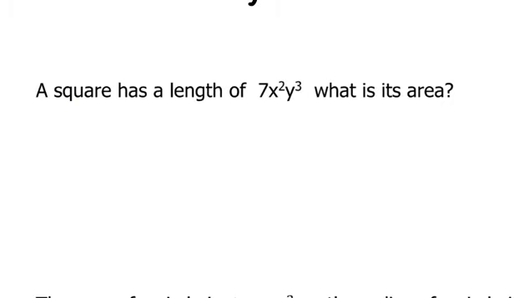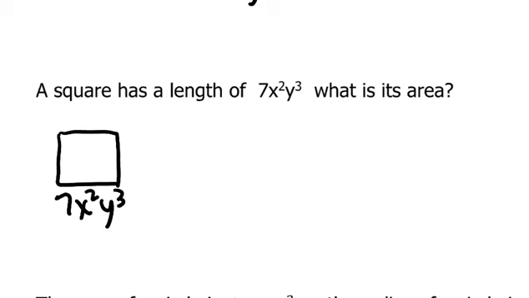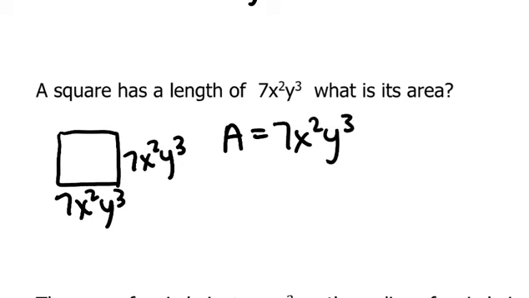Okay, for a square, we know that square has the same two side lengths. So that's 7x squared y to the 3rd. Over here I have 7x squared y to the 3rd. So area is, so I'm going to square everything. That's going to be 7 squared is 49. X squared squared is x to the 4. Y to the 3rd squared is y to the 6.